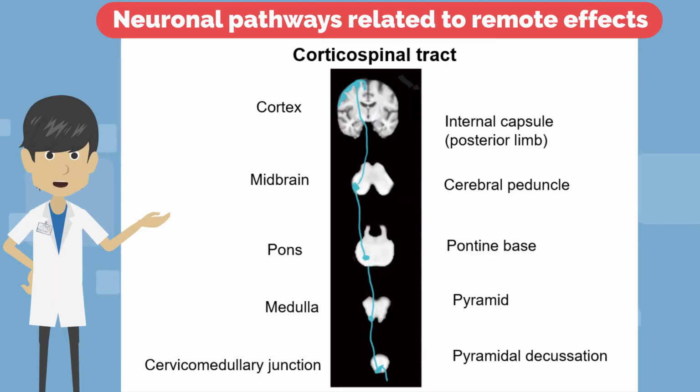Remote effects also occur via the corticospinal tract. The corticospinal tract runs from the motor cortex of the cerebrum, through the posterior limb of the internal capsule, down through the cerebral peduncle, pontine base, and the pyramid, to the contralateral spinal cord at the pyramidal decussation at the cervicomedullary junction.